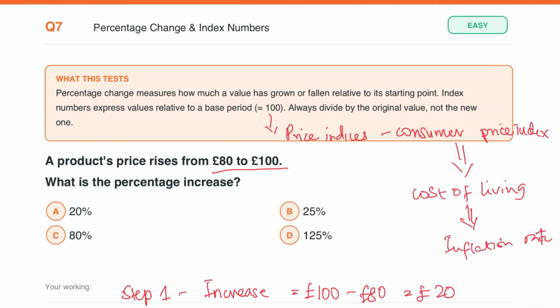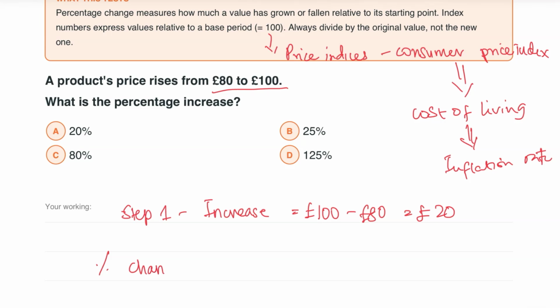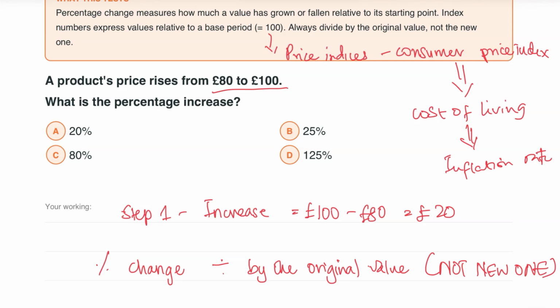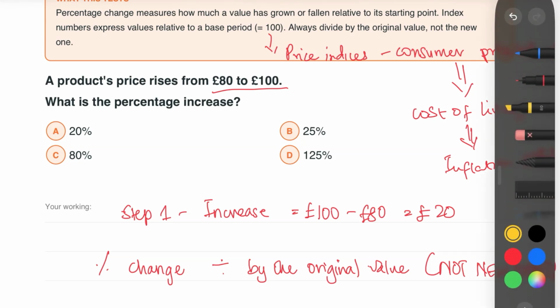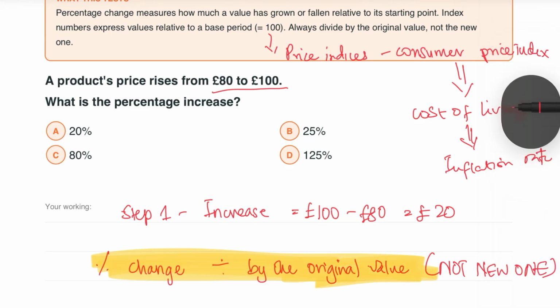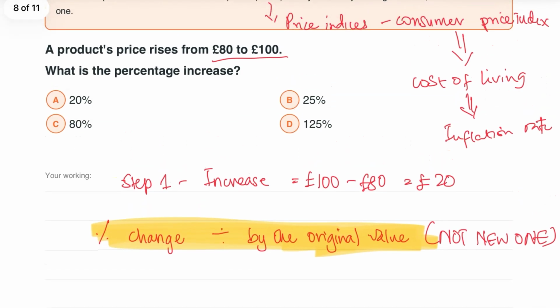Now the key rule: percentage change should divide by the original value, not the new one, or the new value it went to. This is a common area where students go wrong when it comes to percentage change questions.